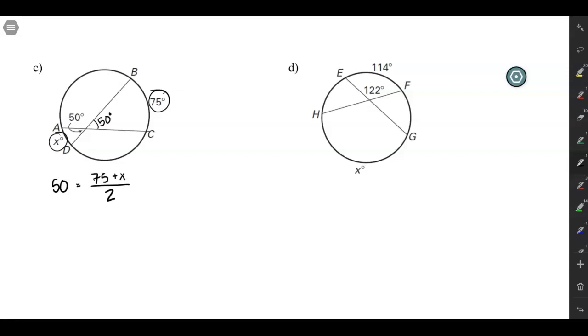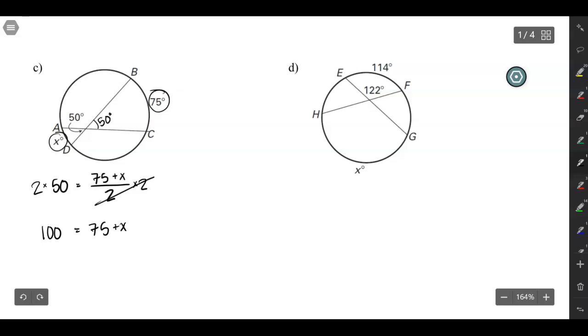So what I would do is I would just think about getting rid of my denominator first. So if I have a 2 on the bottom of my fraction, I'm going to multiply both sides of my equation by 2. So that fraction just goes away. Then I have 2 times 50, which is 100, equals 75 plus x. I'll subtract 75 from both sides to get the x by itself, and x is equal to 25. So x is equal to 25 degrees. And again, that x value is an arc measure. So this x out here is 25 degrees.